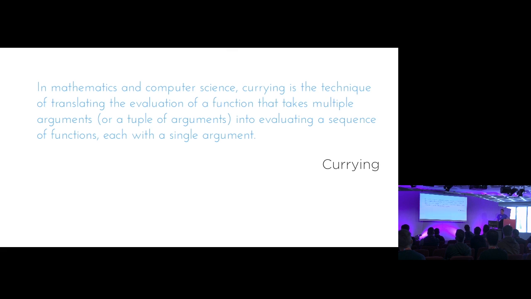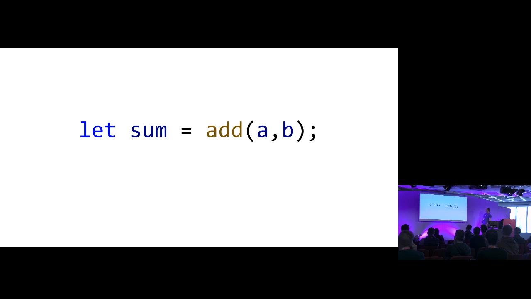Currying is this. In mathematics and computer science, in both, not just computer science, currying is the technique of translating the evaluation of a function that takes multiple arguments into evaluation of a sequence of functions with a single argument. Sounds pretty straightforward, right? We, my friends, are going to take this function, and we're going to turn it into this.